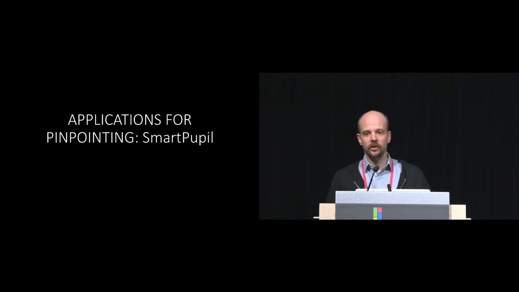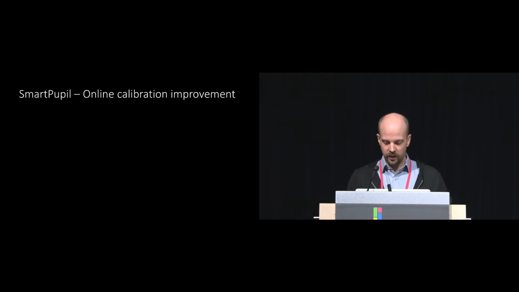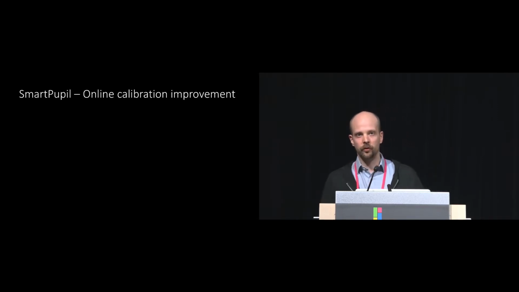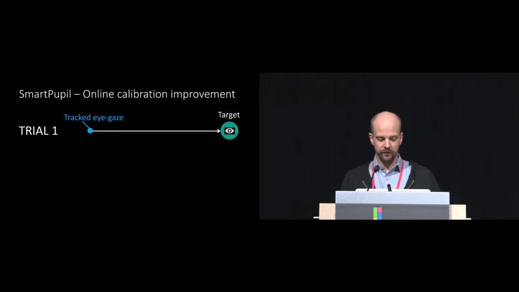The other technique was called SmartPupil. Basically it's a technique for online calibration improvement, and it can be used to reduce drift from the eye trackers. So here is the basic idea of how it works.